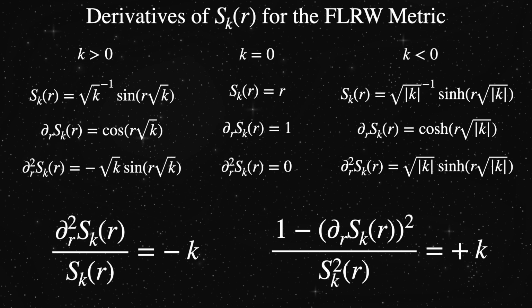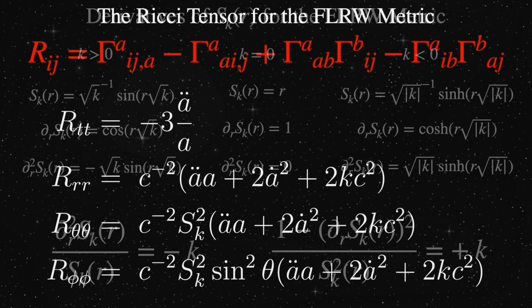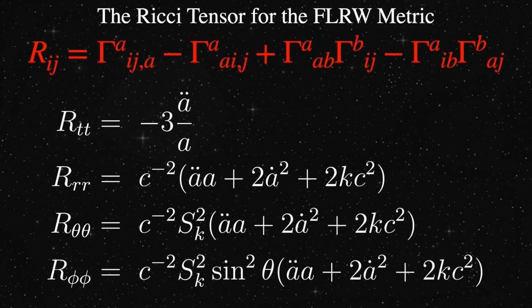Now let's plug these results back into our Ricci tensor components to see what we get. As you can see, we've nearly completely recovered what we had with the other metric. The principal differences lie in the existence of the c squared and the s sub k function prefixes, rather than the other prefixes from the previous metric. But we recovered the expression in the parentheses. That is exactly the same as before.